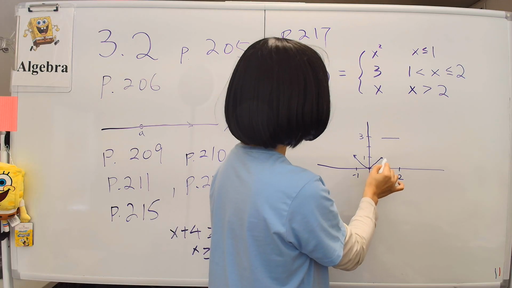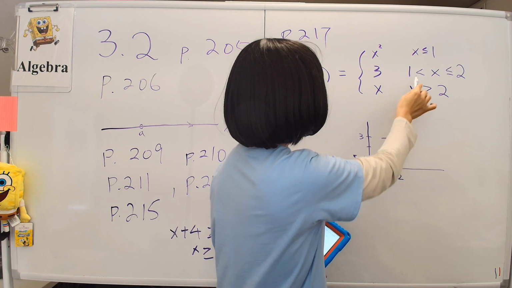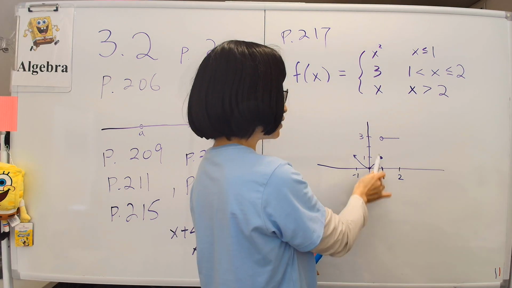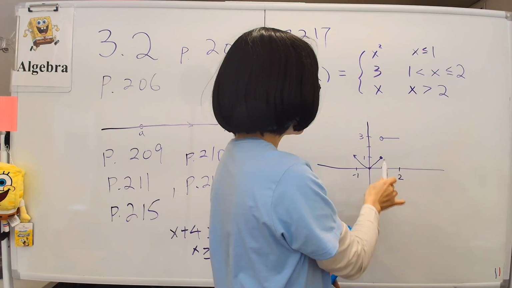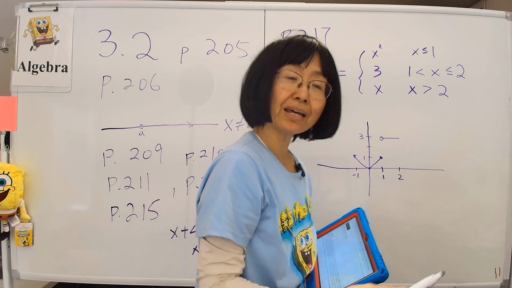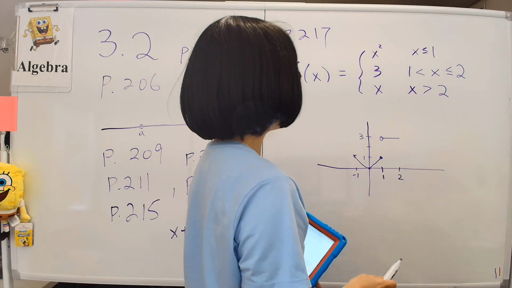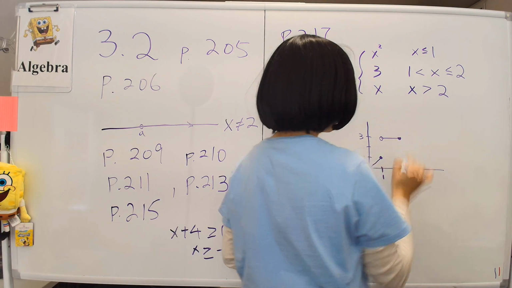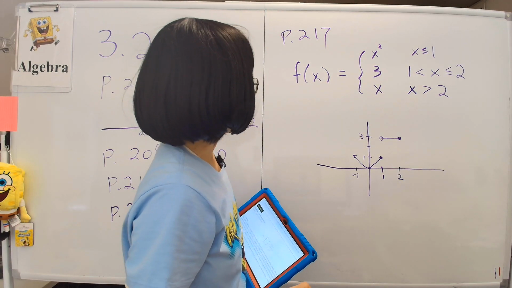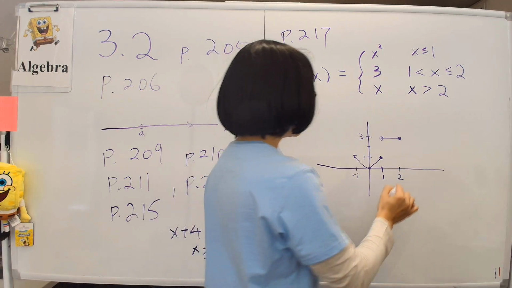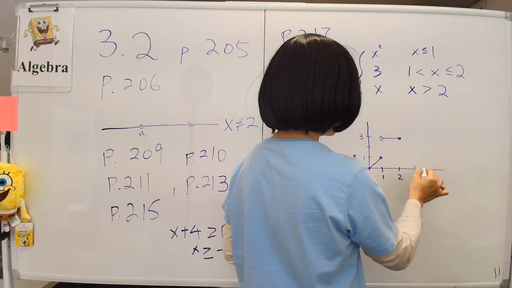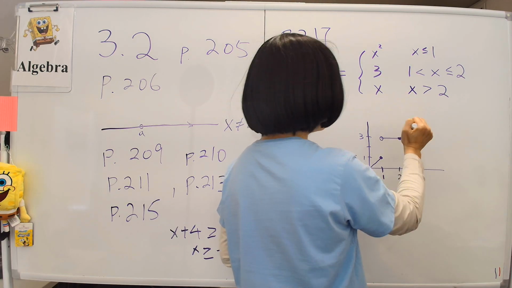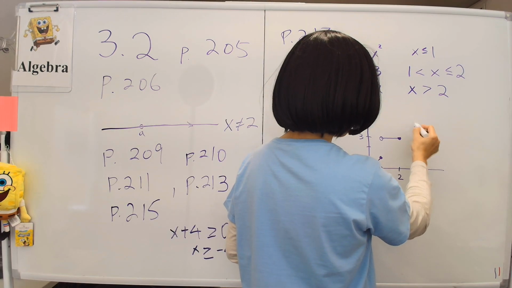Okay, there's a solid dot here, and it's bigger than 1, so there's a circle here. So at exactly 1, the function's value is 1, says so right here. The second it goes past 1, no matter how little, the value jumps to 3. And then it goes all the way to 2, it's still 3, so we draw a solid circle here. And then when it's bigger than 2, the value is going to be x. So when the input is 3, the output is also 3, so it's about right here.